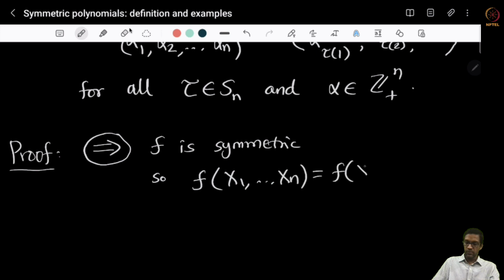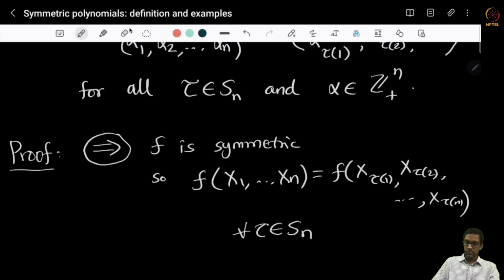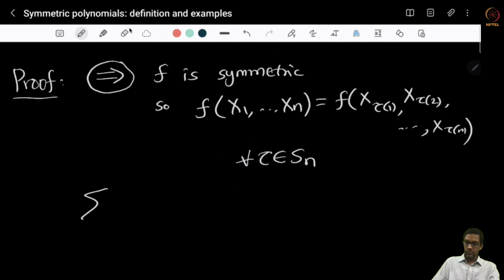So let me take that same permutation. I'll pick a permutation tau. So I look at x tau 1, x tau 2, x tau n. This is true for all tau permutations of 1 to n. In particular, now what does that mean? I will expand the polynomial out. Sum of c alpha x to the alpha. That's the left hand side, f of x1, x2, xn.